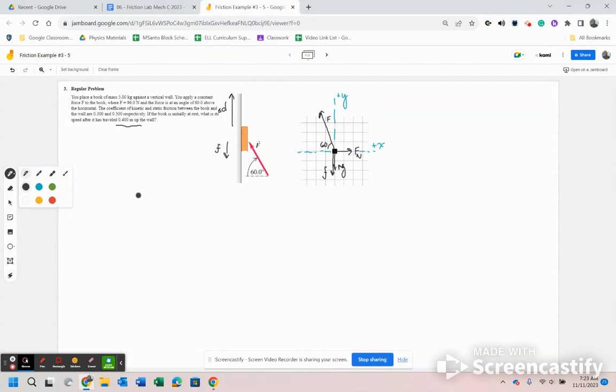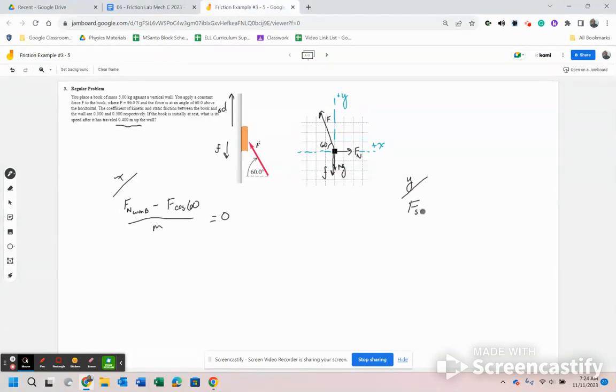So horizontally, we are going to get the normal force of the wall on the book minus F times cosine of 60 degrees over m is equal to 0. So that's in the x direction. In the y direction, we are going to get, and a quick mistake there, that should have been cosine of 60. My bad.